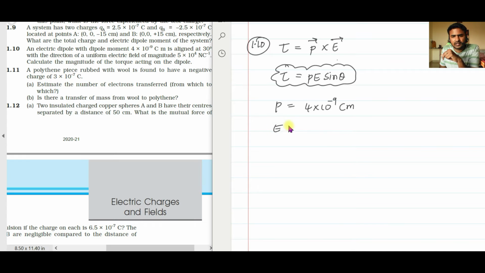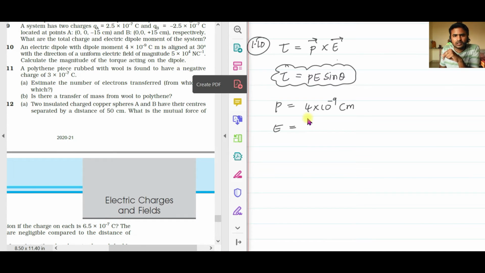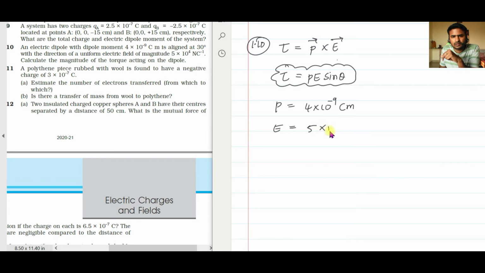And how much is the electrical field? Electrical field is given as 5 into 10 to the power of 4 Newton per coulomb. And what is the angle? Angle is aligned at 30 degree with the direction of uniform electric field. So that's 30 degree. So now substitute.